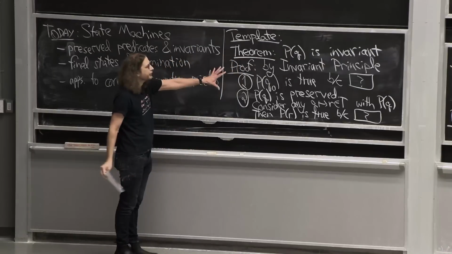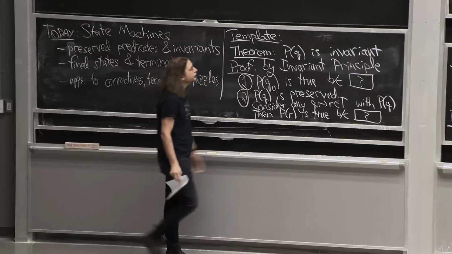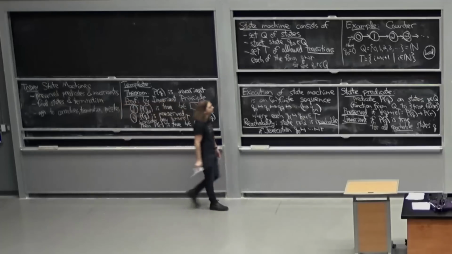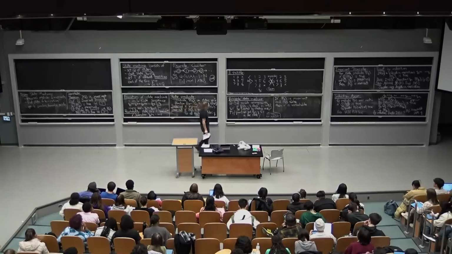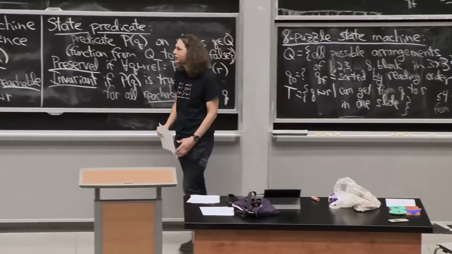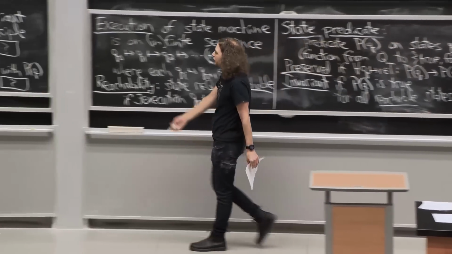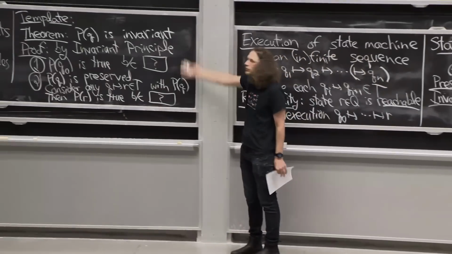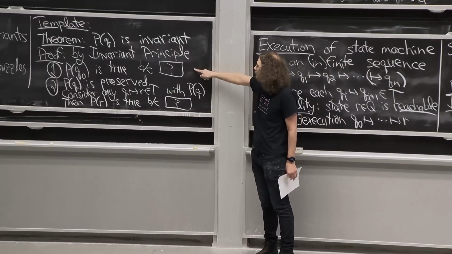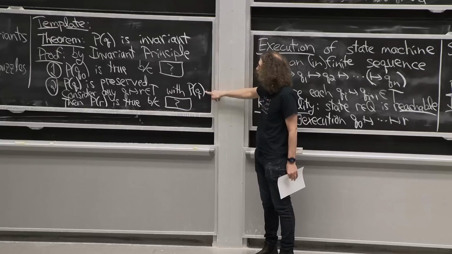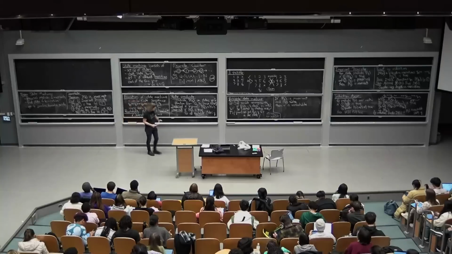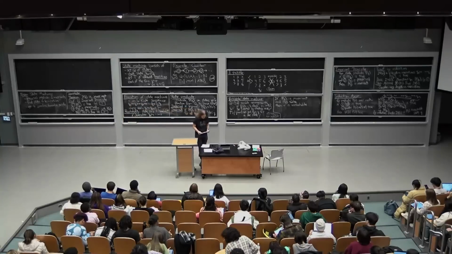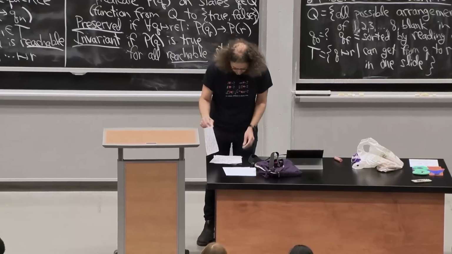But this is the template we're now going to use to analyze the 8 puzzle. Of course, I haven't defined what predicate we're analyzing. That's the next step. But once we have a predicate, we'll be able to prove that it's invariant using this simple structure. Right? Just check it. Check that it's initially true, and check that if you start from something that's true and you take a transition out of it, it's still true.